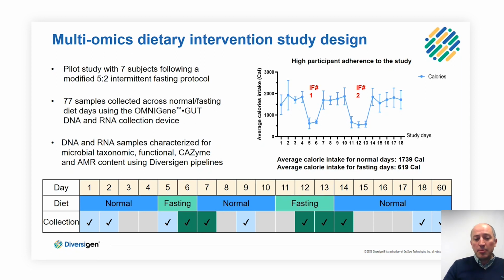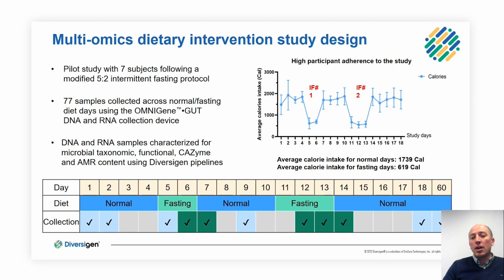Each of the participants during the course of the study was asked to collect a stool sample in the OMNIgene GUT DNA/RNA device. As you can see, we collected samples from normal diet days as well as fasting days, about 5 fasting representative samples and 5 normal diet day samples. Then we extracted the DNA and the RNA samples and characterized taxonomy, function, CAZyme and AMR using the Diversigen pipeline.